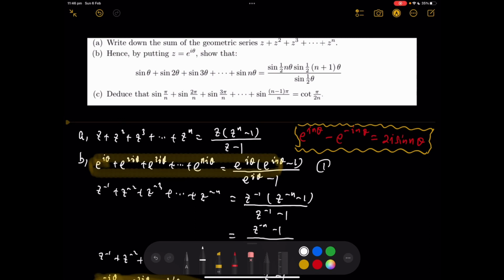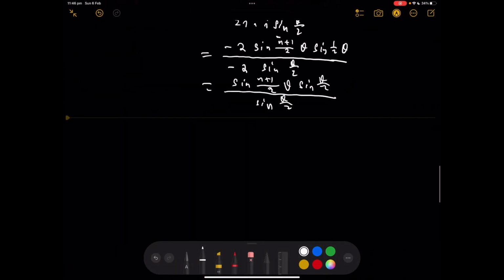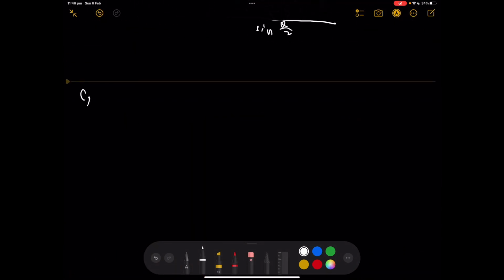Okay, let's continue the question C. You can see the question C, the left-hand side is very similar to the left-hand side of question B, except the theta looks like it's being replaced by pi on n. So let's try that. Just replace theta by pi on n on the left and on the right to see what we have. Okay, let's start. Question C. So left-hand side becomes sine pi on n plus sine 2 pi on n plus sine 3 pi on n plus dot dot dot. Second last term becomes sine (n minus 1) pi on n, and the last one becomes sine n times pi on n. Yep, that's the one.